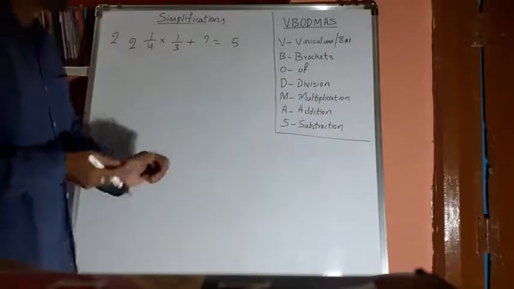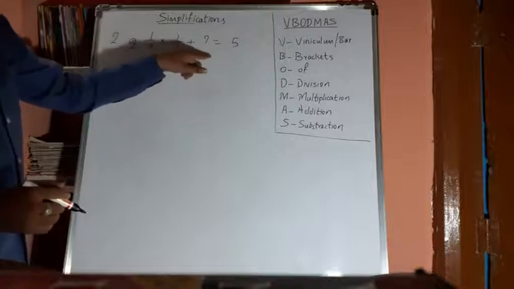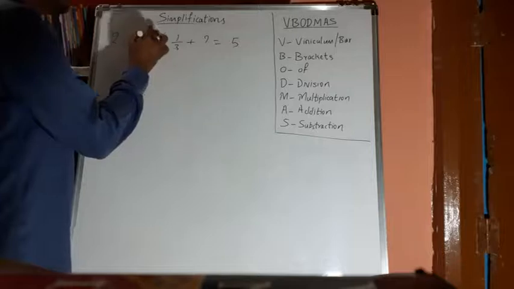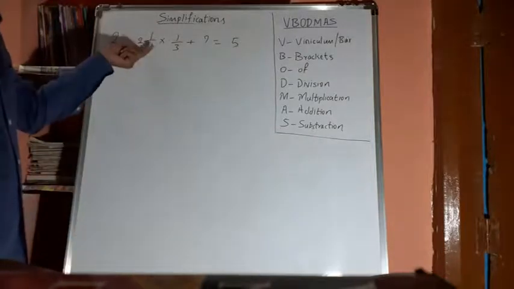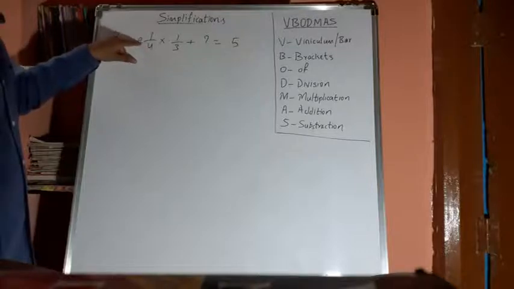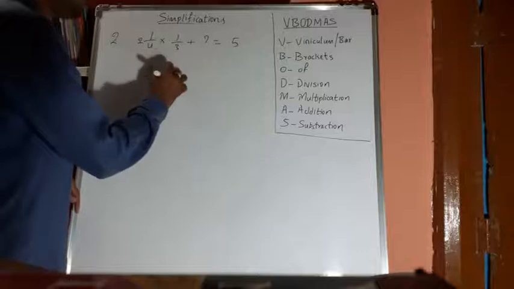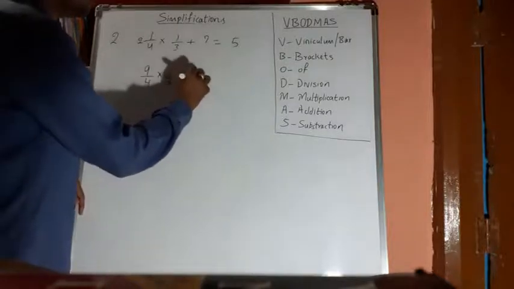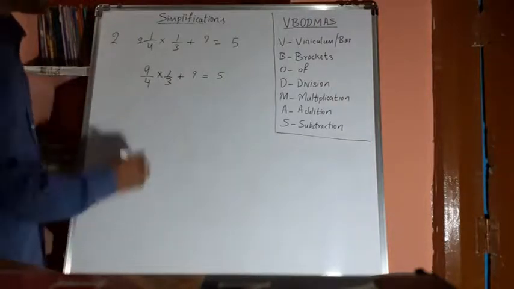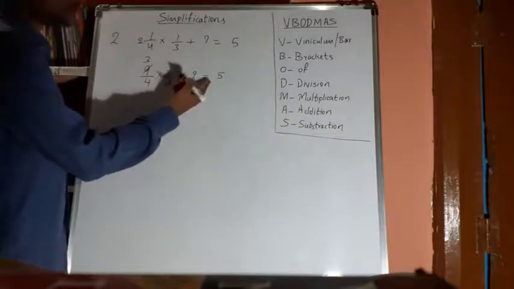Okay, so let us come to a problem, friends. What is it saying? 2 integer 1 by 4 into 1 by 3 plus question mark is equal to 5. First, you convert this improper form into the proper form. How to convert? 2 fours are 8, 8 plus 1 is 9. 9 by 4 into 1 by 3 plus question mark is equal to 5. So 9 by 4, do the cancellation: 3 ones are 3, 3 threes are 9. So 3 by 4 plus x is equal to 5.